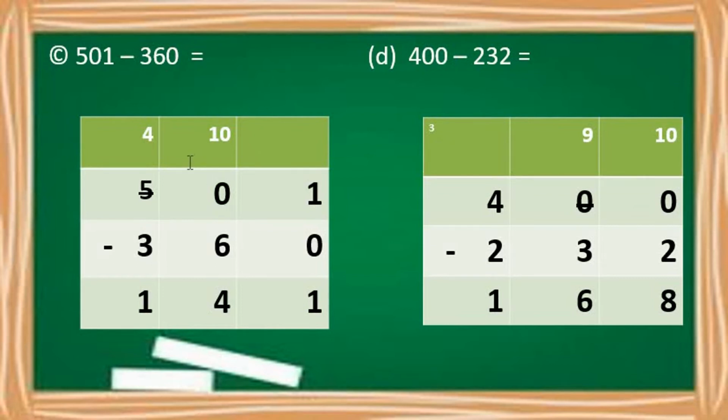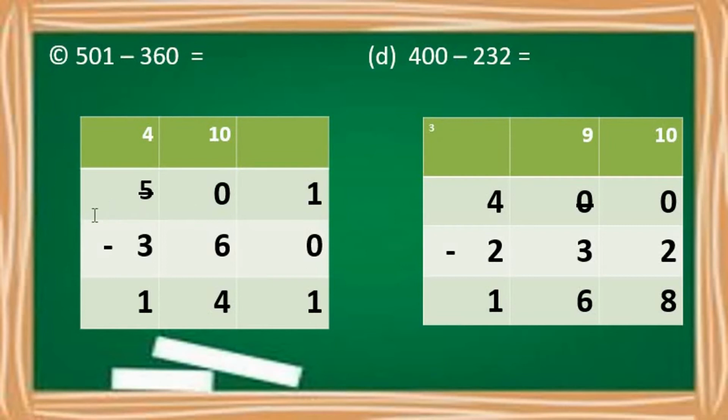Again I am repeating all the sums here, question number C and D. 501 minus 360. So 1 minus 0 is 1. 0 minus 6. Is this not possible? We cannot take 6 from 0. So 10 minus 6, how many, all students? 4. Do it with your finger. 10 minus 6 is 4.